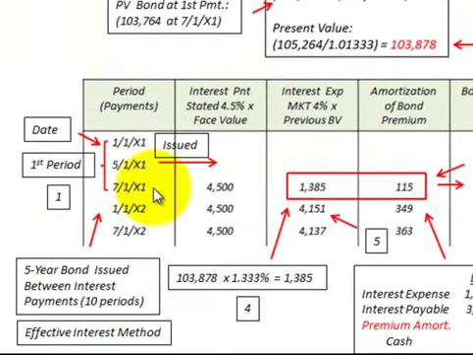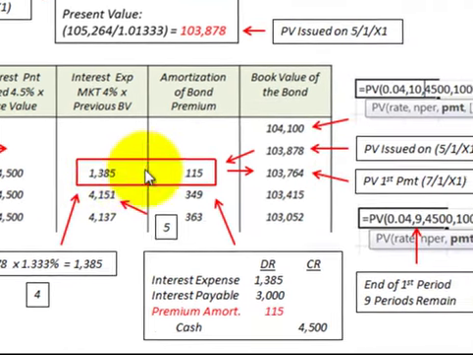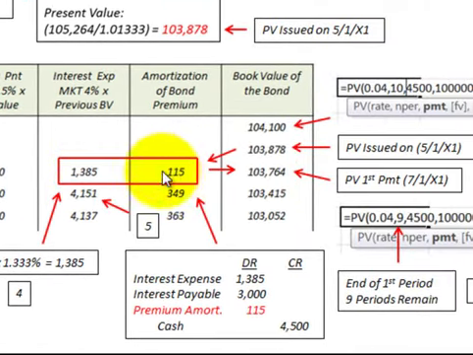So let's look here at our first payment here on 7/1. So we had our interest payment of $4,500 to the bondholders, and then we calculated our interest expense here by taking the present value at May 1st of that bond, $103,878, times the interest rate for that 2-month period, which is 1.33%. So we got $1,385. Then we come up to this amortization of the bond premium.